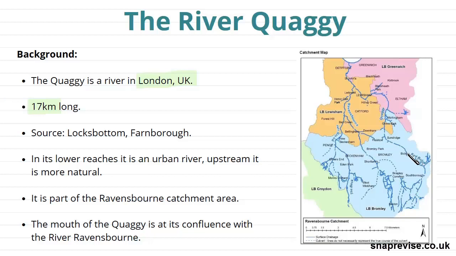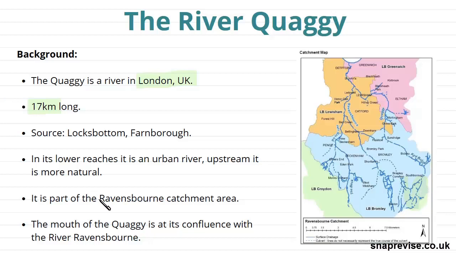Here where it says Kid Brook, this is actually the River Quaggy, and it flows up here and joins into a slightly larger river called the Ravensbourne River. The source of the Quaggy is in Locksbottom in Farnborough, around here on this map, and in its lower reaches, where we reach Lewisham, it is more of an urban river, and we'll see this later on in the video, whilst upstream towards Farnborough, it's very much a river in its natural state.